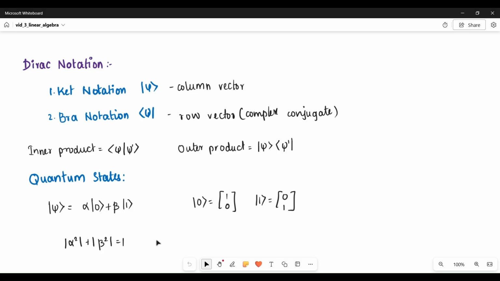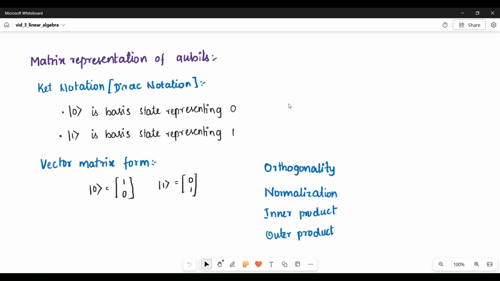States like ket plus and ket minus represent equal superpositions. Also, global phase, multiplying by a complex factor like e to the i theta, has no effect on measurement outcomes. Now let's see how qubits are represented in the form of matrices. First we have ket notation, that is Dirac notation. Ket 0 is the basis state representing 0, and ket 1 is the basis state representing 1. Ket 0 is represented as 1, 0 and ket 1 as 0, 1.